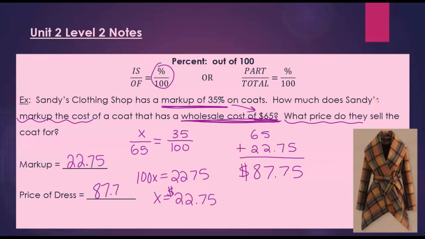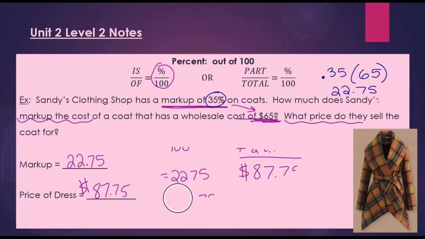All right, there is another way of doing this. We can do 35%, so that's 0.35, because 35 out of 100 is that value, of the total that she pays for, 65, and that does equal $22.75.